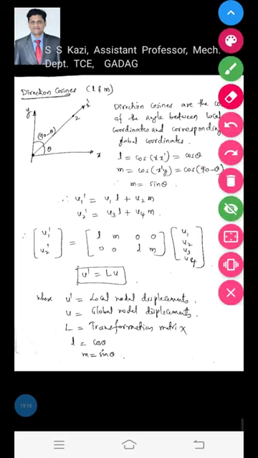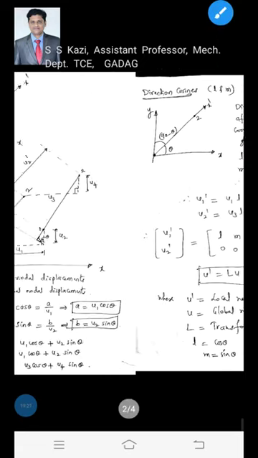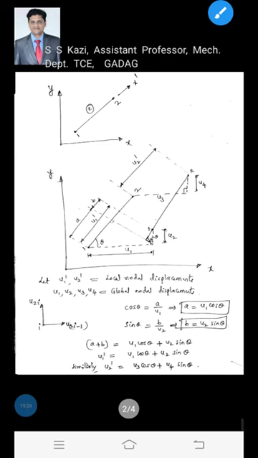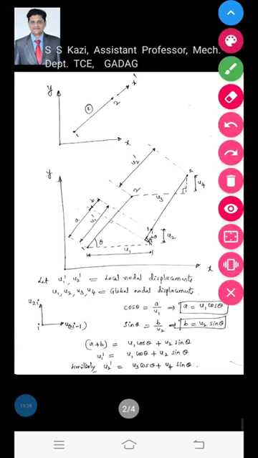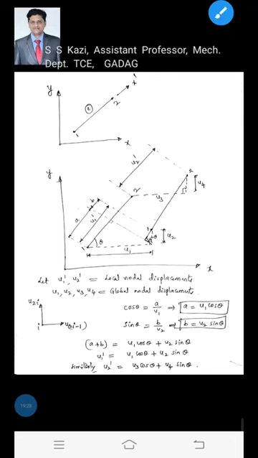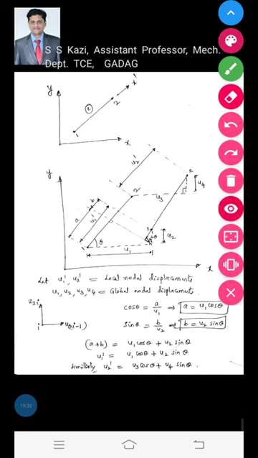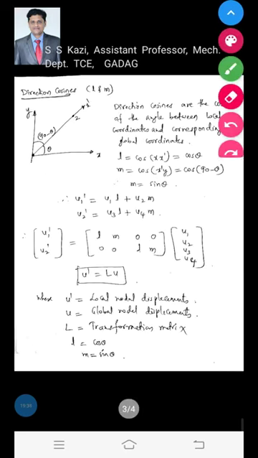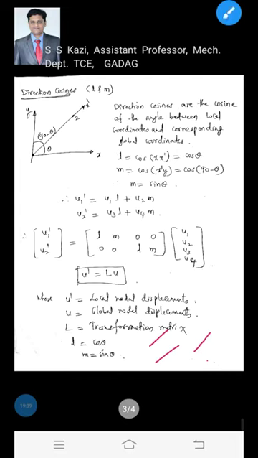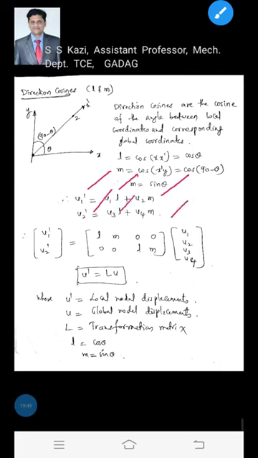In the relationship between the local and global displacement equations, we will just replace cos theta and sin theta by L and M. Then, in terms of the direction cosines L and M, u1 dash will become u1 into cos theta, that is u1 into L, plus u2 into sin theta, that is u2 into M. Likewise, u2 dash is equal to u3 L plus u4 M.